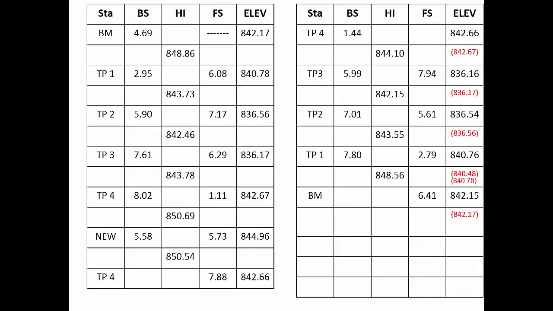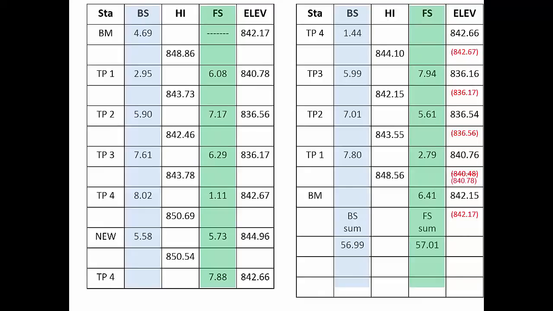We now need to check our arithmetic. It's very easy to blunder simple math, so we'll perform an independent arithmetic check. First, sum up all the foresight readings. In our case, they sum up to 56.99 feet. Then, sum up all the back sight readings. Here, they sum up to 57.01 feet.